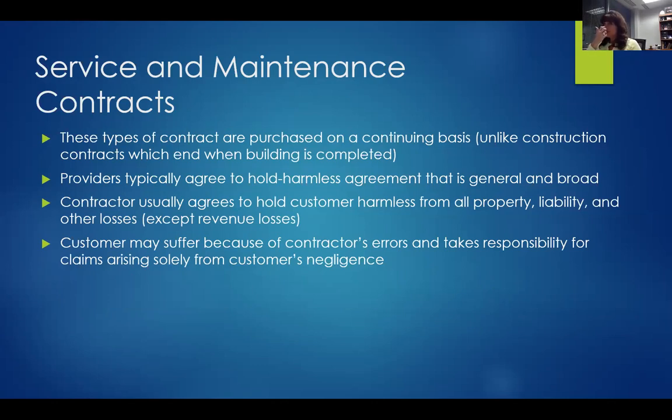So the providers of this maintenance would typically agree to a hold harmless agreement that is general and broad, meaning the contractor usually agrees to hold the customer who's hiring them harmless from any property, liability, and other losses, except for revenue losses that the customer may suffer because of the contractor's error, and takes responsibility for claims arising solely from the customer's negligence. So not only will they accept their own negligence, they may actually be willing to accept the negligence of their customer as well.